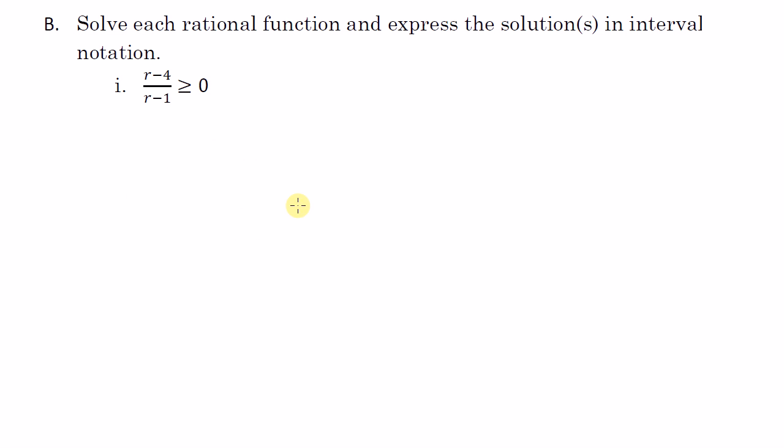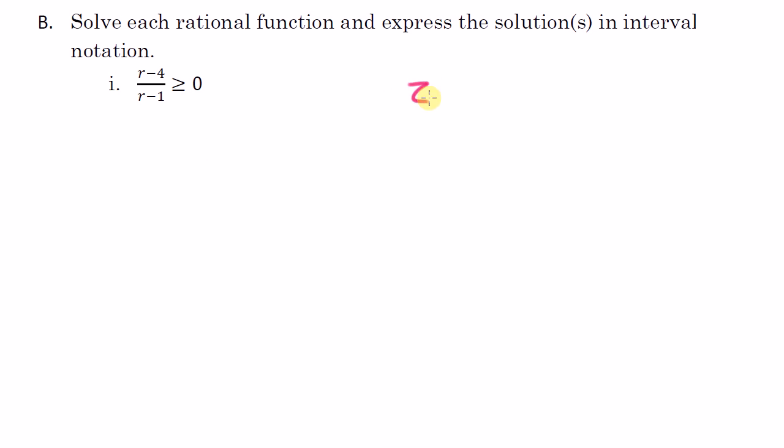Alright, good morning. Welcome to the continuation from 2.5. So we need to solve each rational function and express the solution or solutions in interval notation. To do this, we're going to need to find the zeros of the function and where it's undefined. So the zeros of the function are going to be when the numerator is 0, and that's going to be a 4, and where it's undefined is when the denominator is 0.